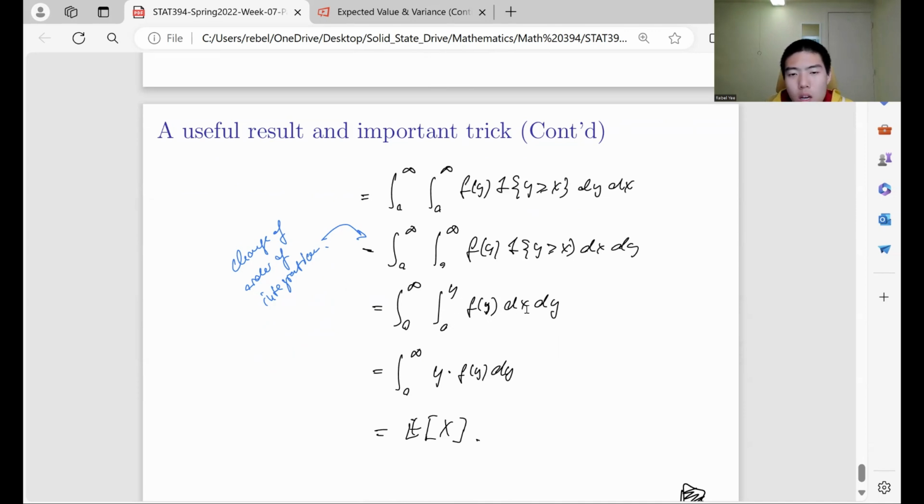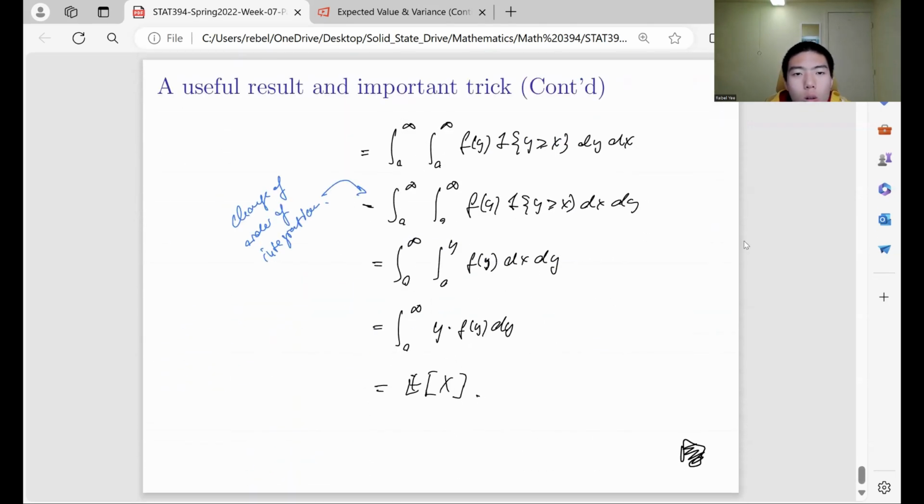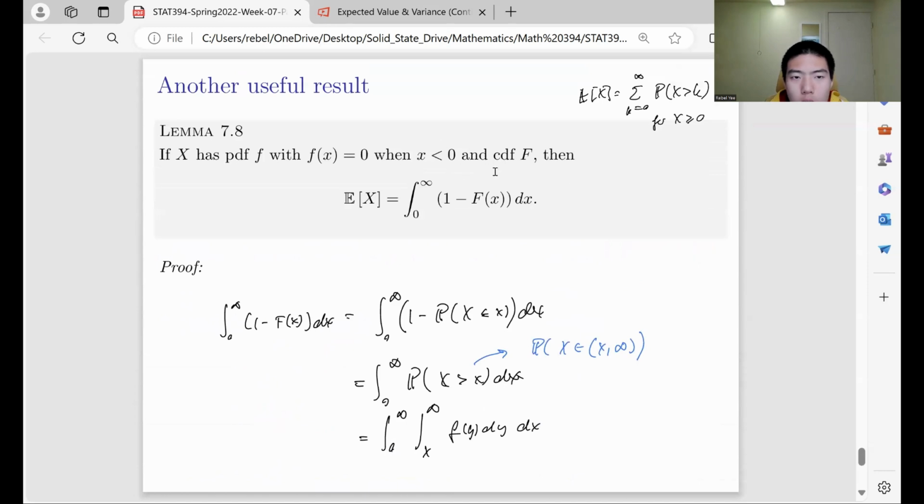So y to infinity dx dy, and after computing the x out, we find it is actually in the form of an expected value, y times the PDF of y dy from 0 to infinity. And remember, y is the same random variable as the capital X we changed here. So yeah, that's the second result.